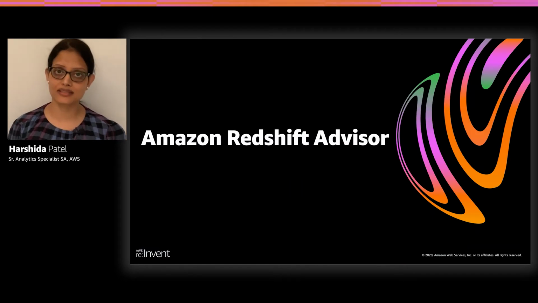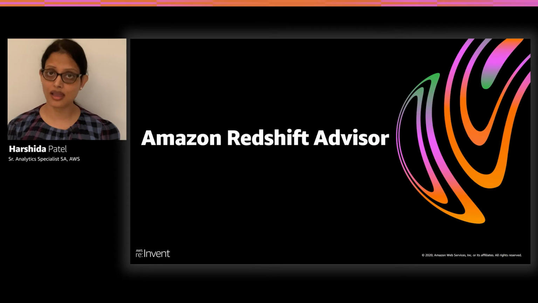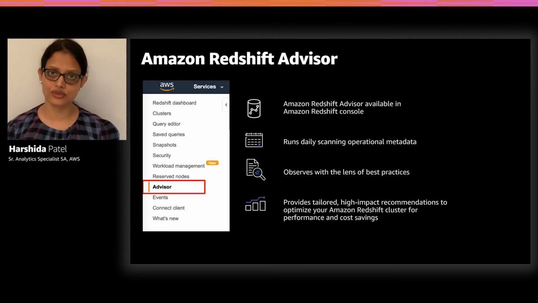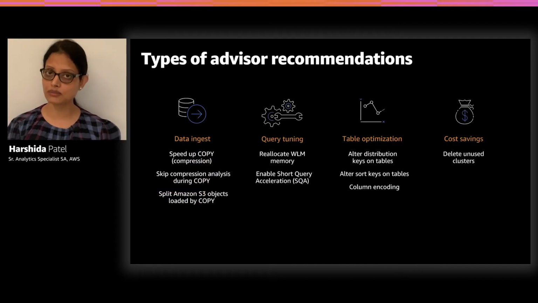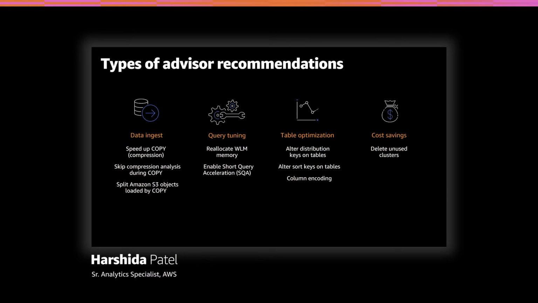What if all the best practices that we are going to talk about in this session and the recommendations that we are going to discuss are available to you based on your workload? This is what Redshift Advisor provides you. It's available in the console, it runs daily, observes your operational statistics with the lens of best practices, and provides you tailored recommendations ranging from how to optimize your data ingestion, alter statements with the optimized distribution key and sort key based on the observation for table optimization, and cost savings for clusters which are not utilized. So Advisor observes your operational statistics and gives you recommendations.